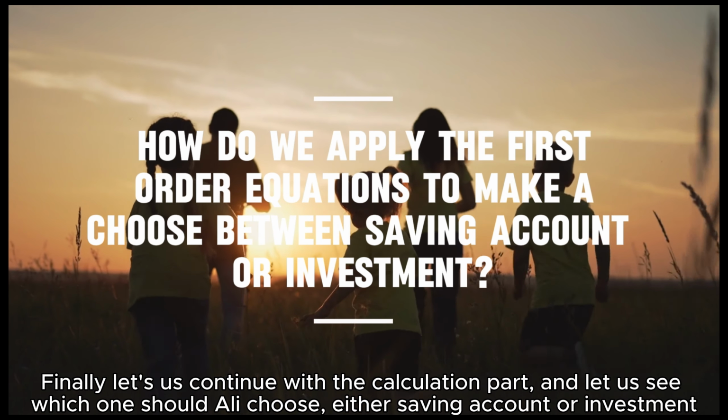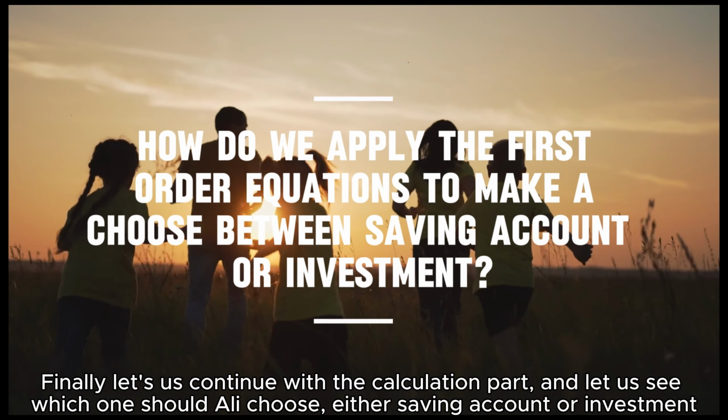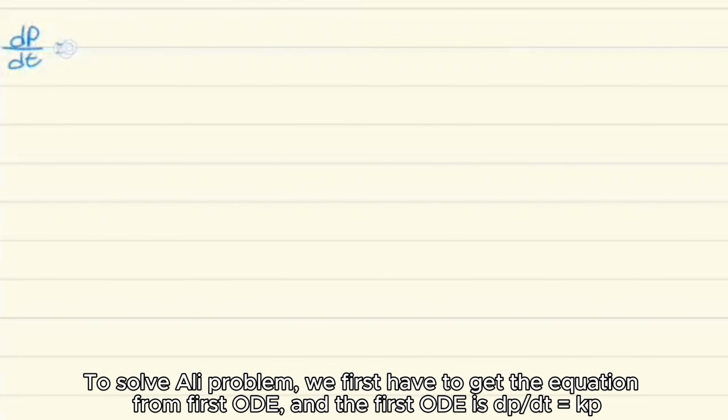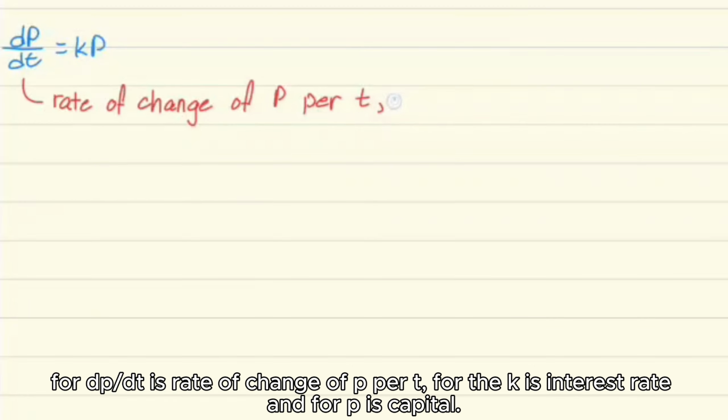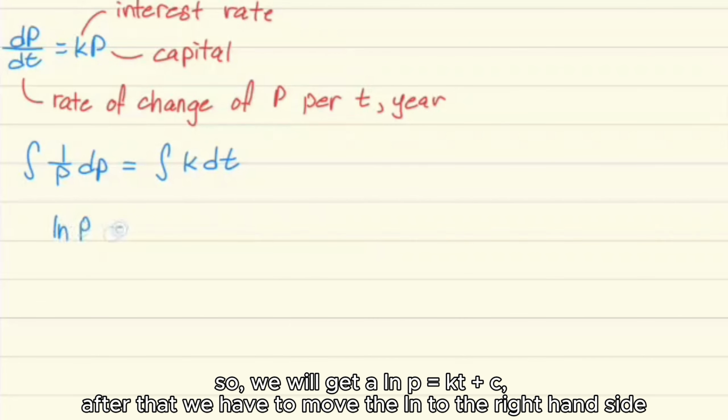Finally, let us continue with the calculation part and let us see which one Ali should choose, either the saving account or investment. To solve Ali's problem, we first have to get an equation from the first order ODE, and the first order ODE is dP over dt equal to kP. The dP over dt is the rate of change of P per t. K is the interest rate, and P is the capital. First, we have to separate the equation into both sides and integrate them. So we will get ln P equal to kt plus C.